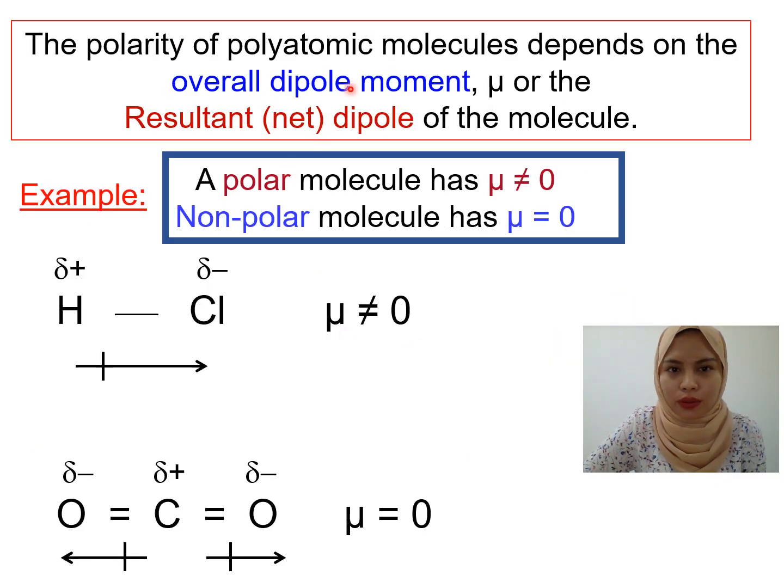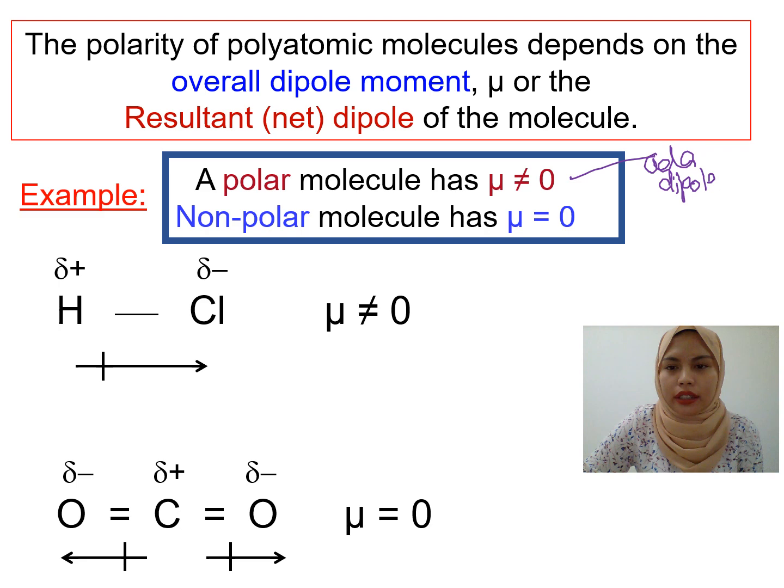Okay, macam mana kamu nak tahu the polyatomic molecules tu dia polar ke non-polar? Okay, so actually you boleh tahu melalui the overall dipole moment in the molecule ataupun the resultant net dipole moment of the molecule. Kalau let's say molecule tu dia polar molecule, sekiranya dia ada dipole moment. Ini adalah simbol untuk nak bagi tahu dekat molecule tu ada dipole moment. Okay, so that's why dia punya dipole moment is not equals to 0. So bila let's say ada dipole moment dekat molekul tu, bermaksud molekul tu adalah molekul yang polar.